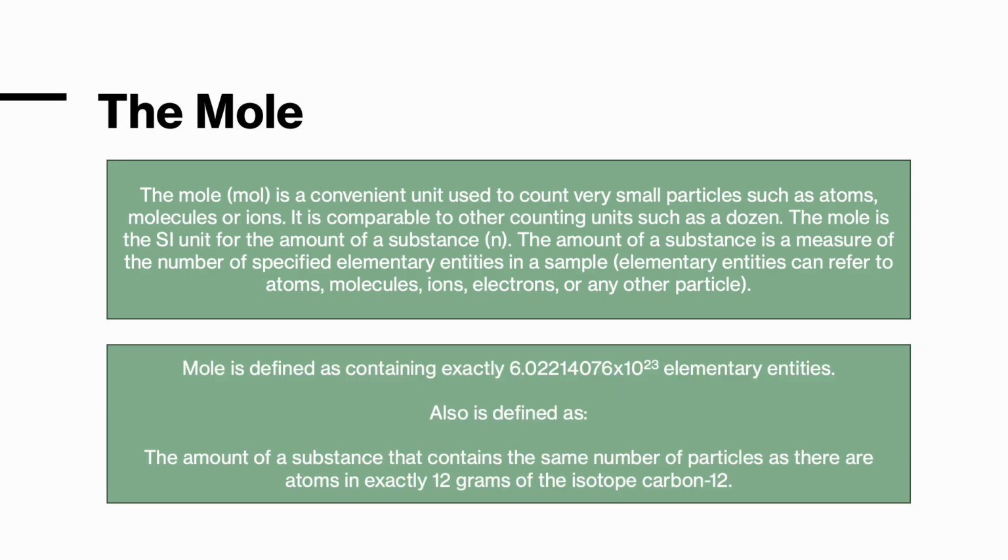The mole is defined in two ways. The first way is defined as containing exactly 6.02214076 times 10 to the power of 23 elementary entities. However, it's also defined as the amount of a substance that contains the same number of particles as there are in exactly 12 grams of the isotope carbon-12.